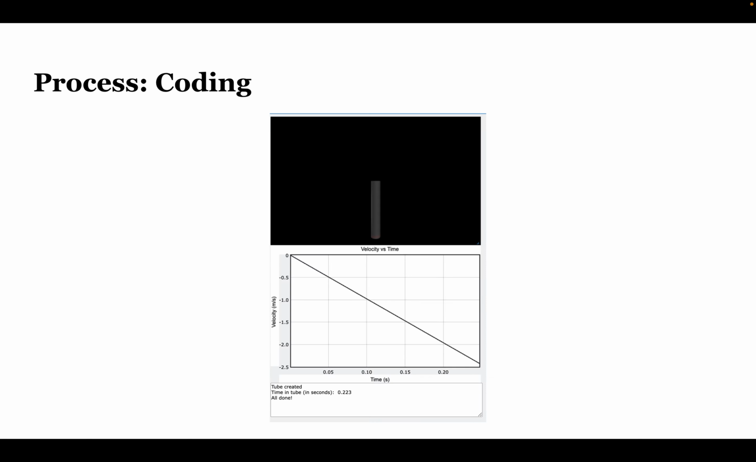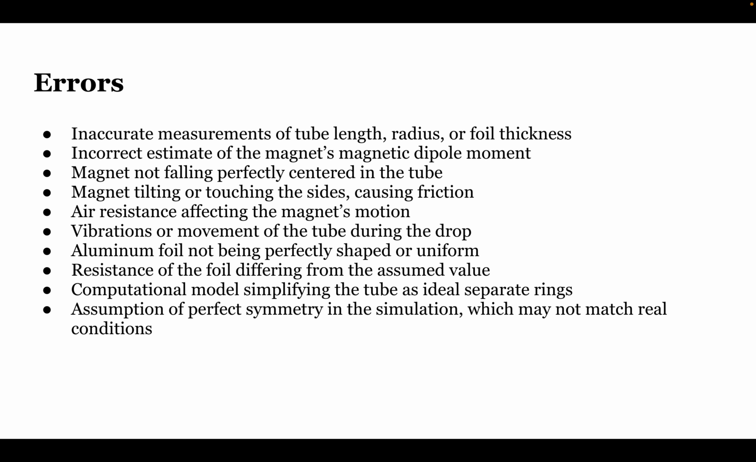So above, when the code is run, which I'll include in the abstract of this presentation, you can see the red bar falling a little bit faster than in the original, given the perfect conditions, as I mentioned before, and velocity versus time. The time in the tube is only 0.223 seconds, which in reality was not the case. So some errors could be inaccurate measurements of the tube length, radius, and the foil thickness, and an incorrect estimate of the magnet's magnetic dipole moment.